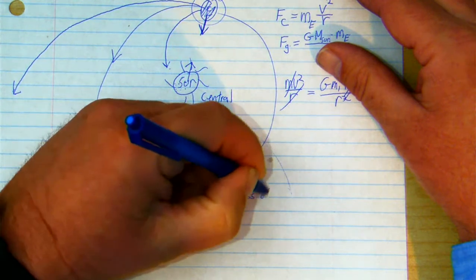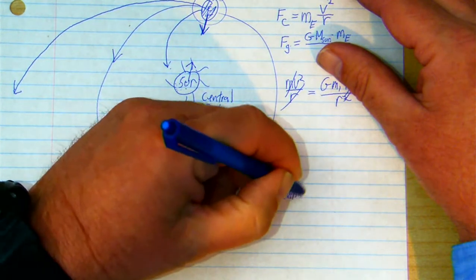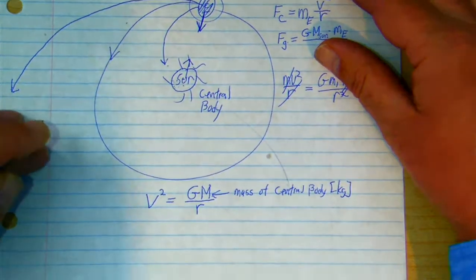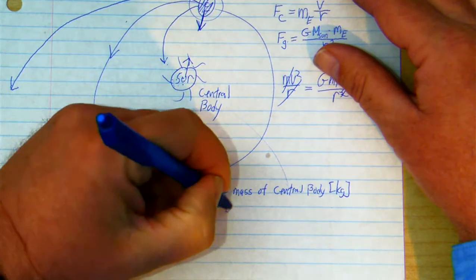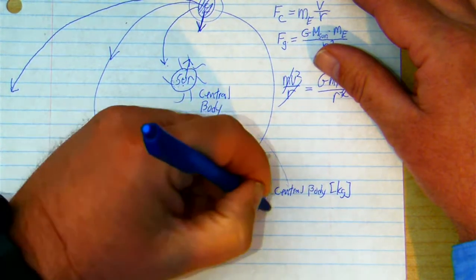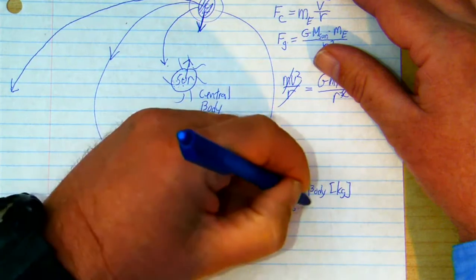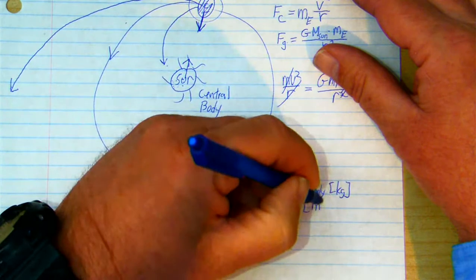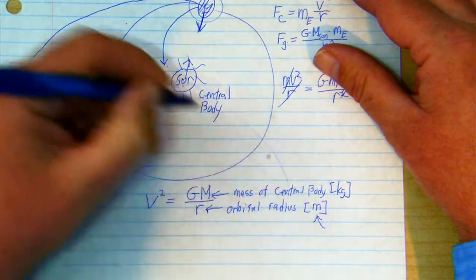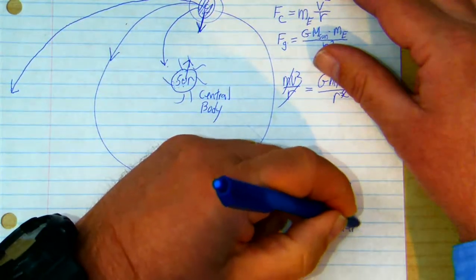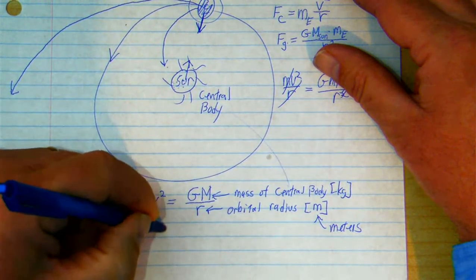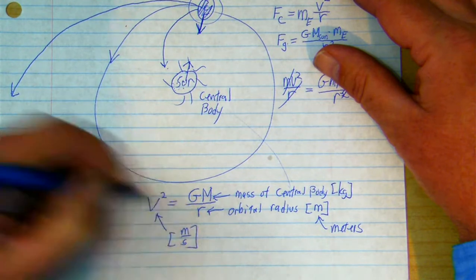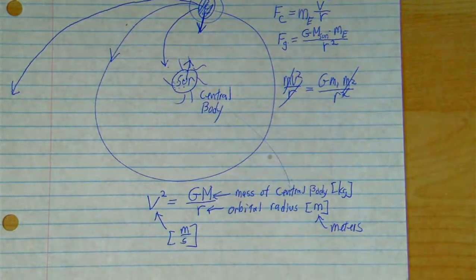Mass of central body, of course, in units of kilograms. Orbital radius, and here's the kicker. Please do this always in units of meters. Again, that's not kilograms, that's meters, children. And therefore, the velocity will work out in units of meters per second when we get done with this.